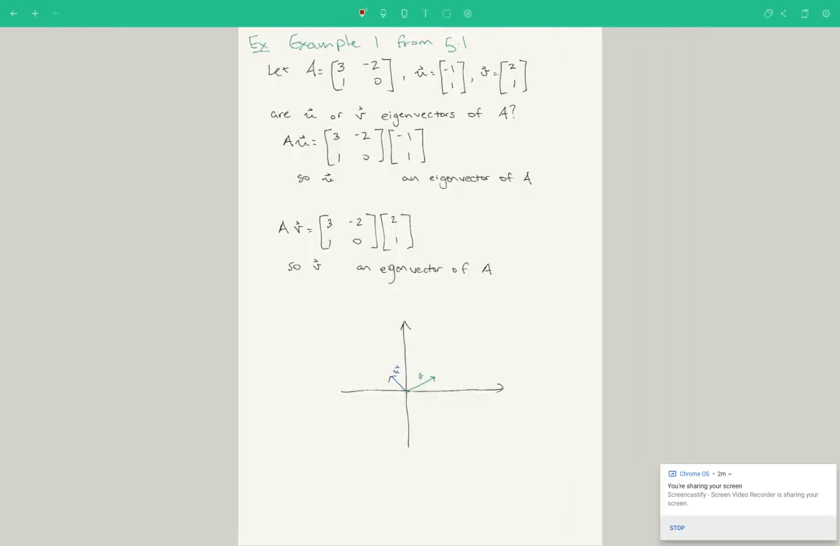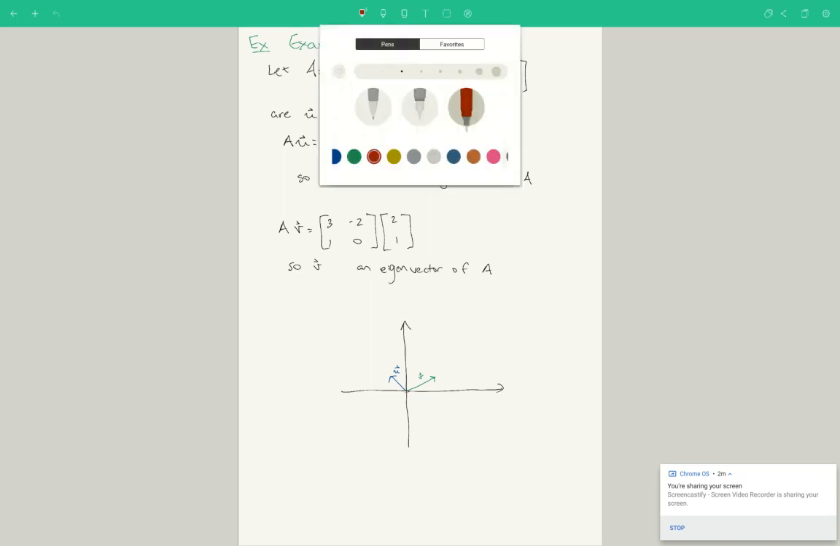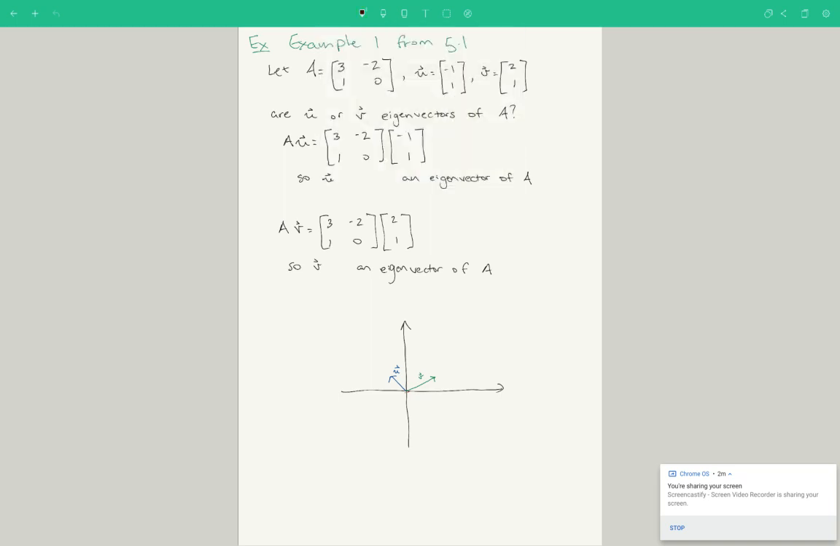This is example 1 from section 5.1. Example 1 is saying, here's our matrix A. Are these two different vectors, u and v, eigenvectors of A? Again, something is an eigenvector of A if when we multiply it, we get a scalar multiple of our original. So let's start with u and try actually multiplying out A times u. This would be minus 3 minus 2, so that would give us a negative 5. And minus 1 plus 0 gives us a negative 1.